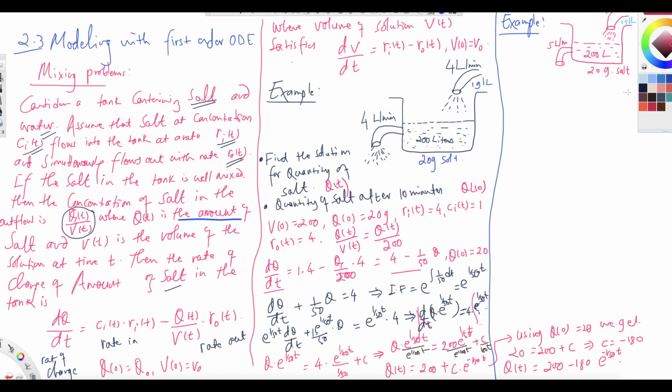And for the second problem, I want to find out Q(10) after 10 minutes. So Q(10) means you plug in t equals 10. You will get 200 minus 180 times e to the negative 1 over 50 times 10, right? So you will get 52.63 or 64, I guess. 52.64. This is what you get. This is the amount or quantity of the salt after 10 minutes. Okay, guys, these are the two final answers for this problem.